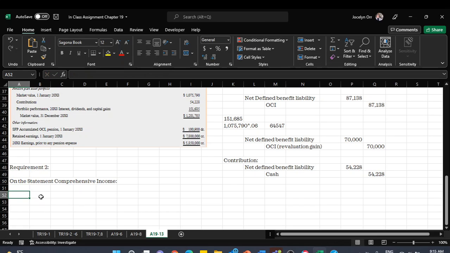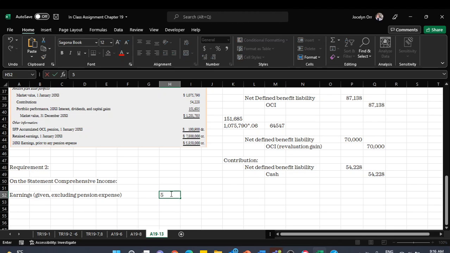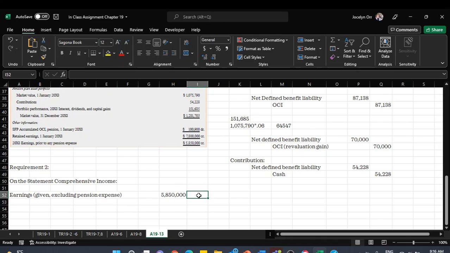Okay. So on the statement of comprehensive income, we're going to have earnings, right? And these are going to be the earnings that are given to us. Okay, so we know they were $5,850,000, excluding pension expense. Okay, we haven't deducted that pension expense as of yet. Okay, and this would be a credit. Remember, revenue accounts increase on a credit.